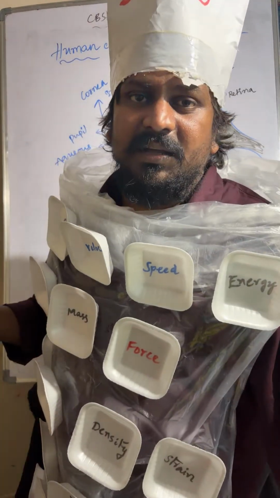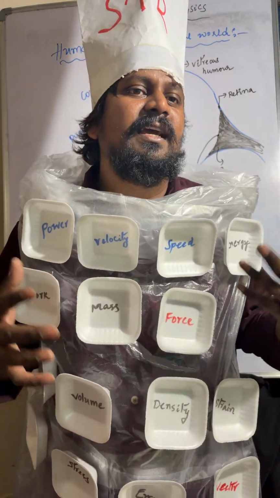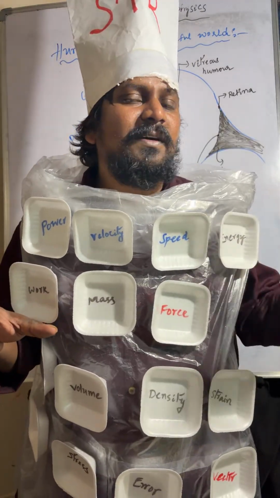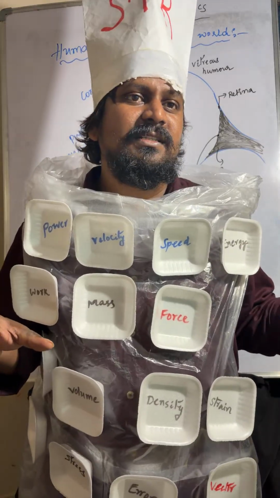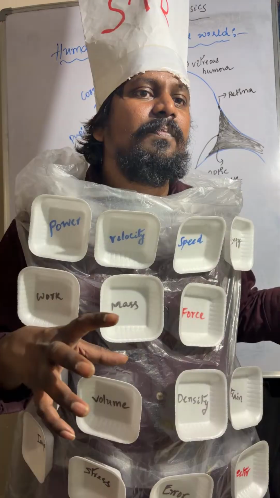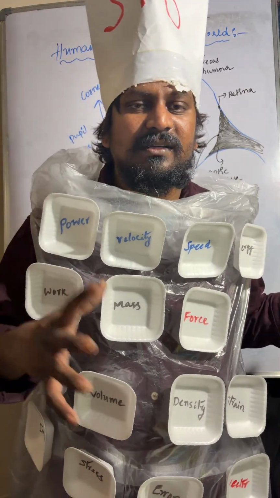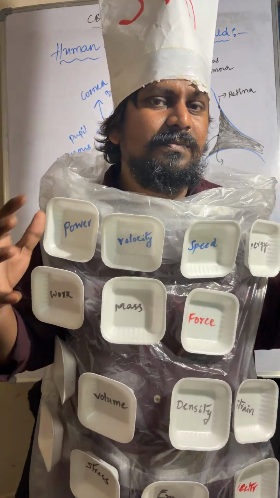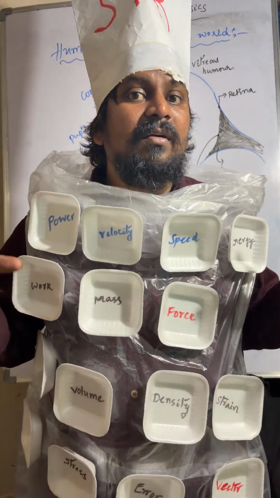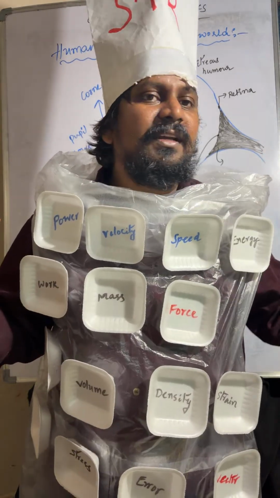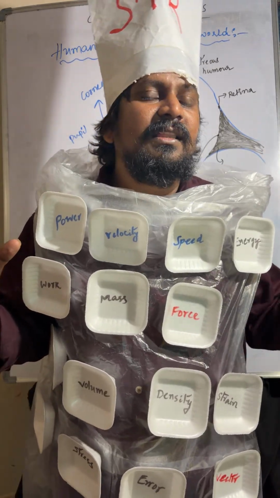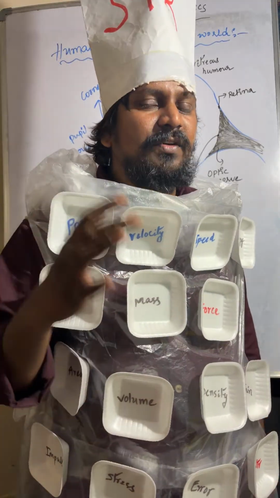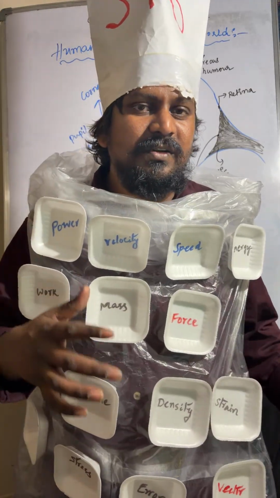So what is near point? The minimum distance up to which a person can see clearly without any strain, without much struggle, is called the near point. Coming to the far point, the maximum distance up to which a person can see clearly is called the far point. Near point is 25 centimeters, far point is infinity, and the range of vision is 25 to infinity.